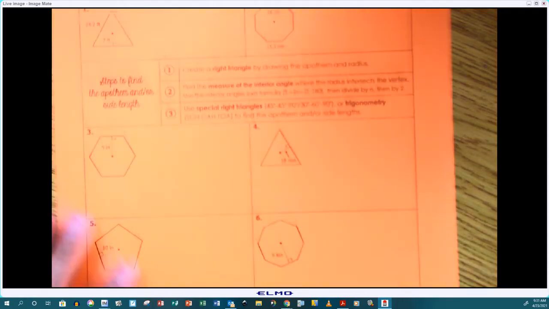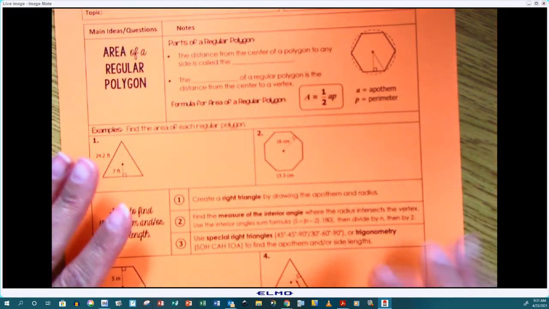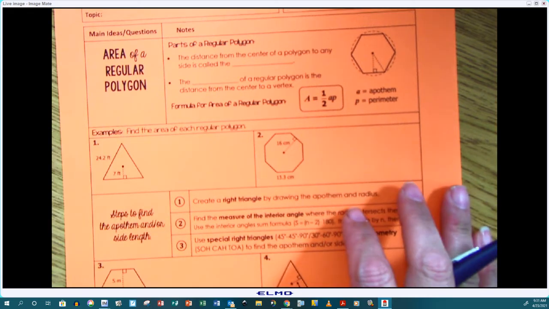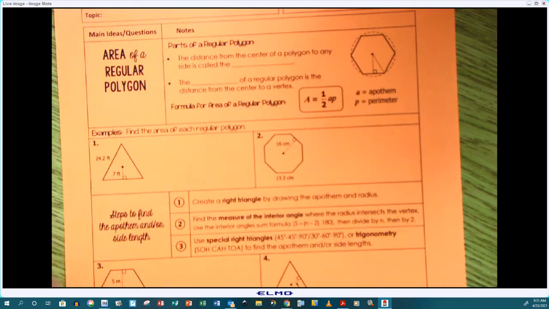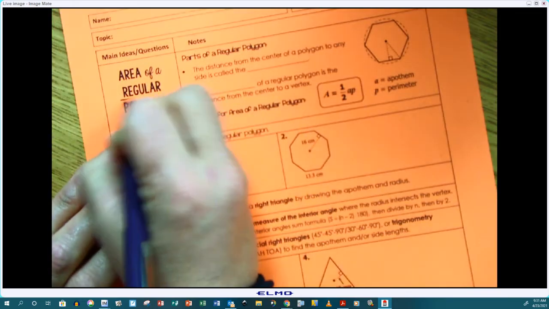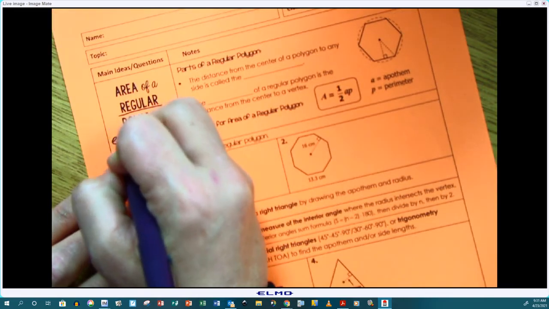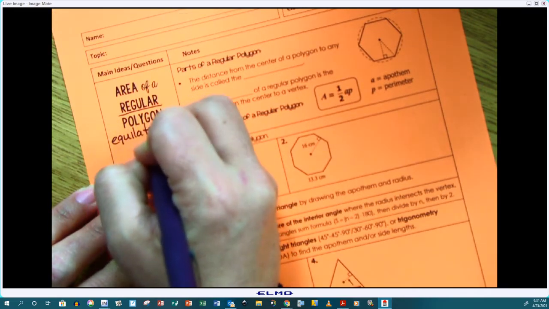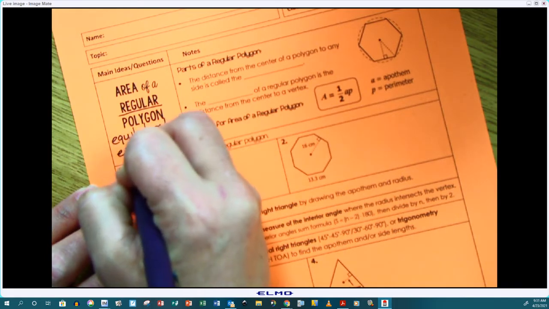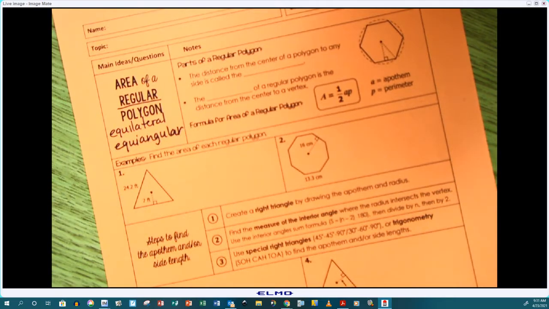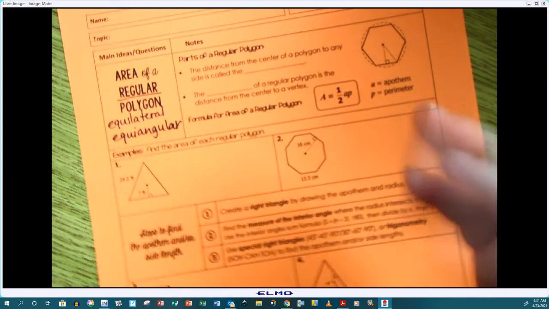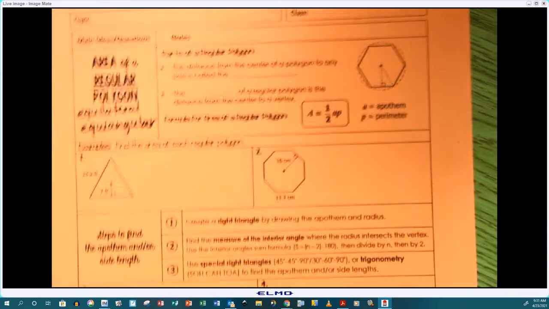Okay, so now we are going to find the area of a regular polygon. Keep in mind, a regular polygon means all the sides are the same, all the angles are the same. So this formula will only work on regular polygons. So that means equilateral, equiangular. Okay, equilateral, equiangular.